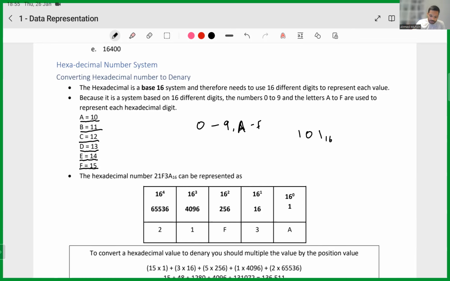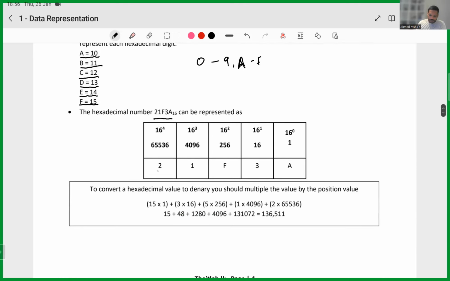Now, looking at the first part, the number we are taking is 21F3A. This is a hexadecimal number, and we are going to convert it into decimal format, a format that we directly understand. Let me write it over here. We are taking hexadecimal to denary, or decimal. Once again, we write the number. As you can see, 21F3A, the number has been written.